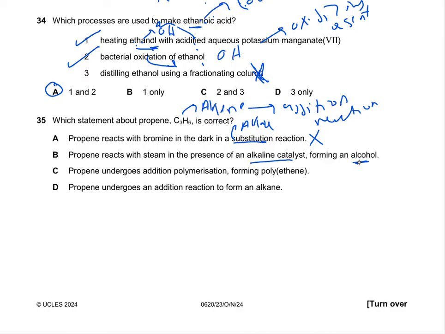Propene reacts with steam in the presence of an alkaline catalyst forming alcohol. That's the catalytic addition of steam. Is the catalyst in the catalytic addition of steam an alkaline catalyst? No, it's phosphoric acid. So it's acid, not alkaline catalyst. So it's wrong.